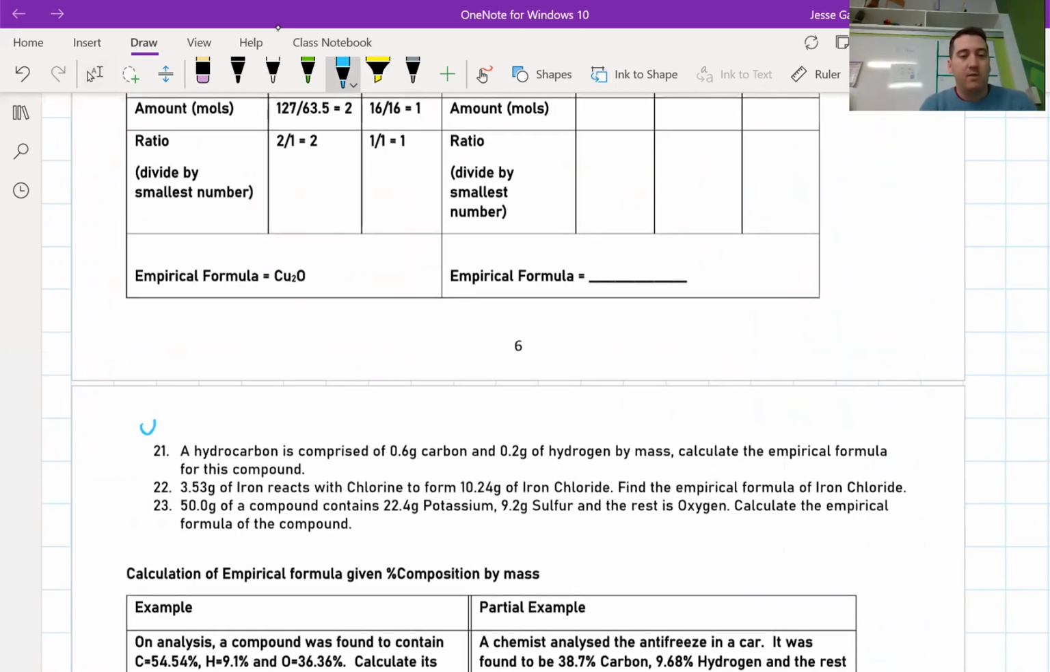So what I want you to do is practice these questions, 21 to 23, complete those, and we'll go through them in the next class and check your answers out. They should be all very similar.